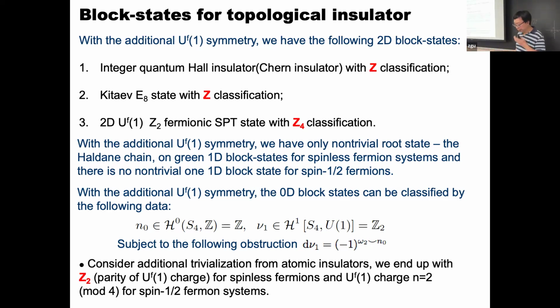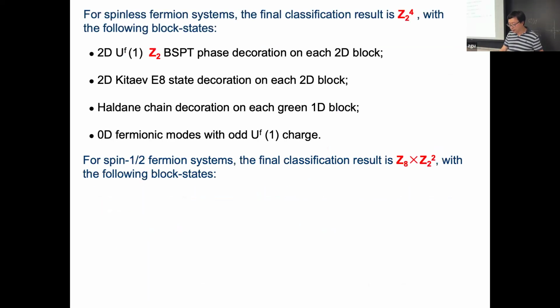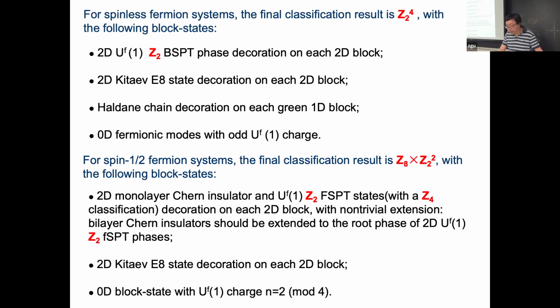So in conclusion, for these so-called atomic insulators, just meaning the 0D block decoration, we get Z2 for spinless fermion, and U1 charge n equal to 2 mod 4 for spin one half fermion. So all of them are just Z2. Okay, so that's the additional complication for systems with additional U1 symmetry. But we can also work out a table. I won't show you this.